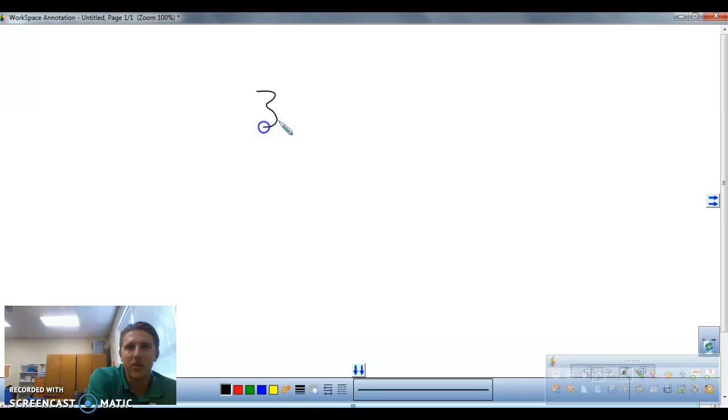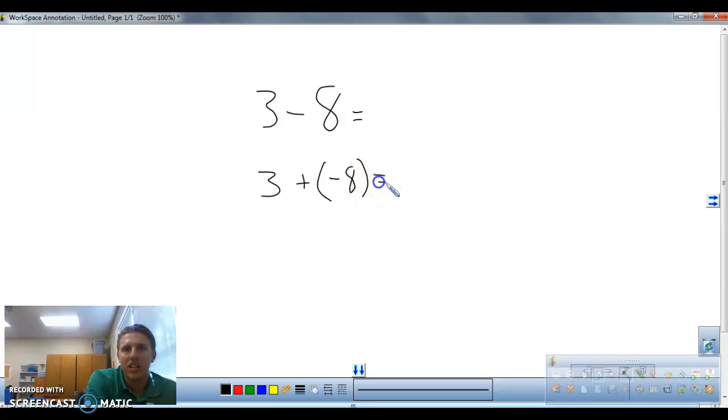Okay? Now what happens if you're taking away a bigger number than you started with? So say you got 3 minus 8. Okay? Well, now you got 3 and you're going 8 in the negative direction. Another way you can write this is you add the opposite. 3 plus negative 8.